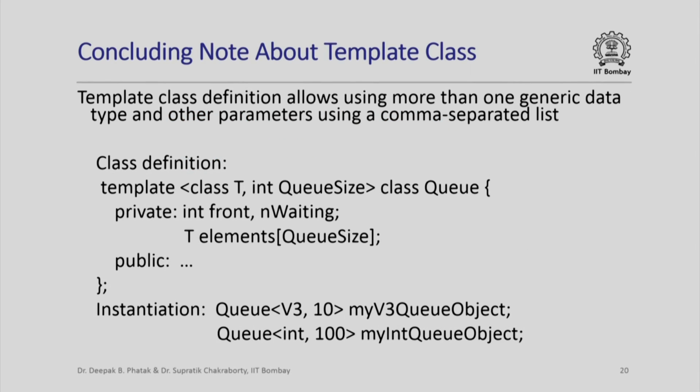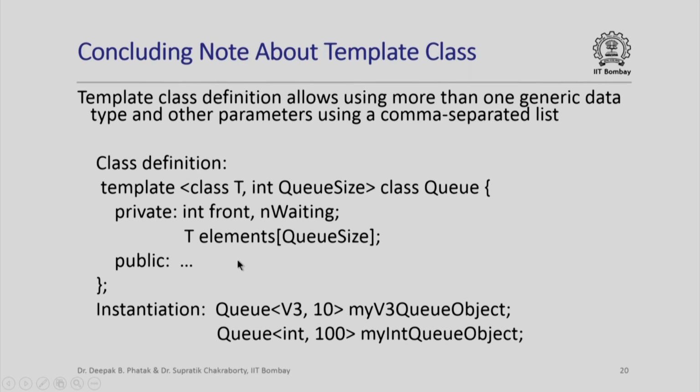Here is a concluding note about template classes. A template class definition not only allows you to use one generic data type, but you could use multiple generic data types, and you could use also other parameters using a comma separated list. So for example, here is the same template class Q, where I have used a generic data type, class T, and I have also used an integer parameter called Qsize, and in the definition of the class I can use this integer parameter, for example, to define the size of the array elements, where each element of the array is an object of the generic data type class T.